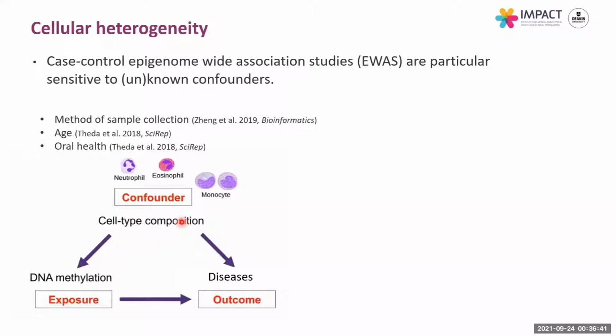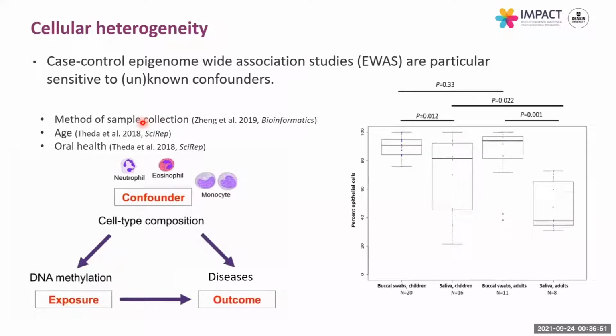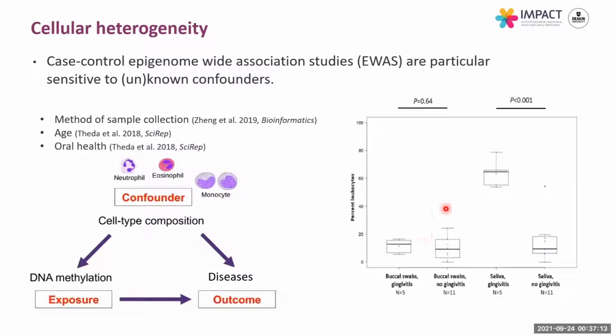In our previous study, and others have found that cellular heterogeneity in oral samples is influenced by the methods of sample collection, with buccal swabs containing a much higher proportion of epithelial cells compared to saliva. And we have also shown that epithelial cell proportion is also strongly influenced by age. Here the image shows children and adults, as you can see, influenced by age and oral health status as well. As you can see, the gingivitis in saliva.